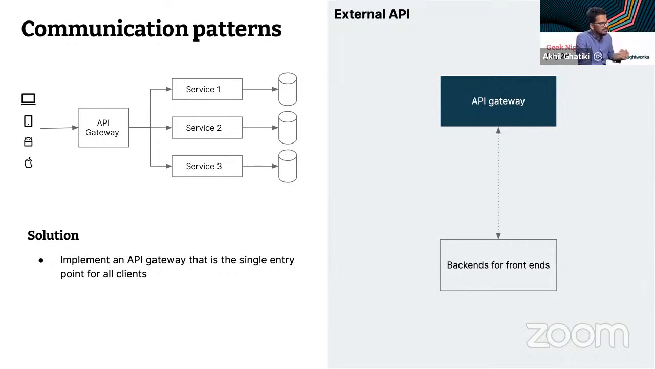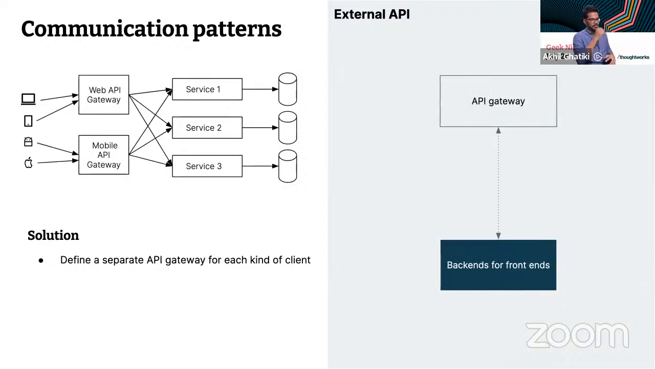The other pattern in the communication is the backends for frontends, where you have different API gateways implemented for different clients. Suppose your request is coming from a browser, from a laptop or from a browser on your mobile, it goes to one API gateway and it will process the request accordingly. You have a separate API gateway that will deal with requests coming from native applications on Android and Apple. And this API gateway again decides what routing should happen, to which service the request should go. Yeah, I think this is about the communication patterns.